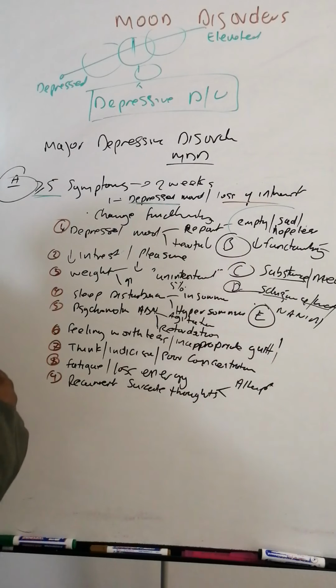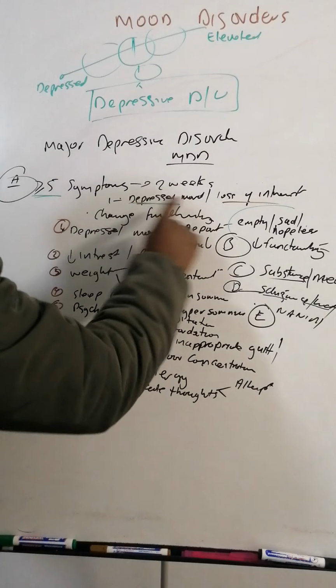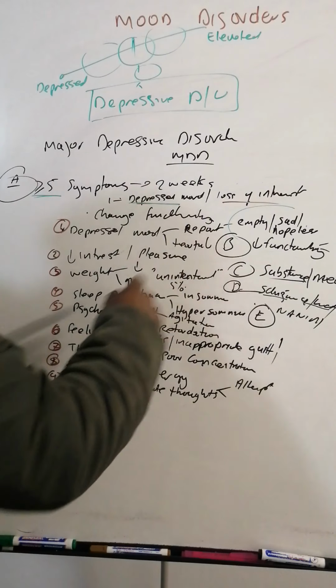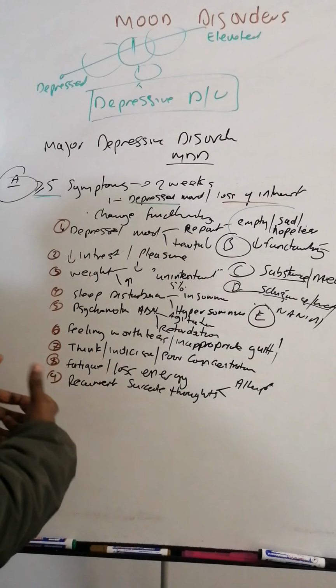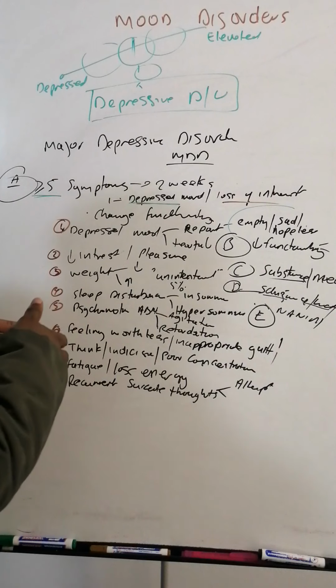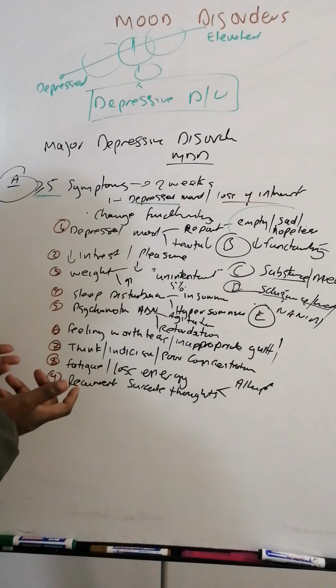So we are saying that in order for us to diagnose MDD, criteria A says that we should have 5 symptoms. And these symptoms must be there for 2 weeks. Very, very important, the duration. And one of those 5 symptoms must either be a depressed mood or loss of interest. And we said that depressed mood can either be the patient reporting themselves as feeling empty, hopeless, or sad, or it can be someone else observing them and saying, okay, she or he is tearful. They can use that description.